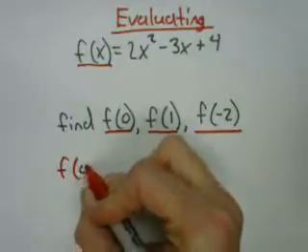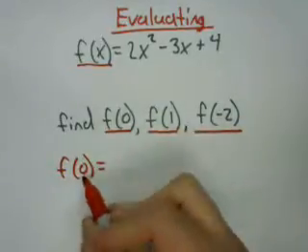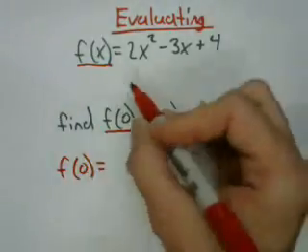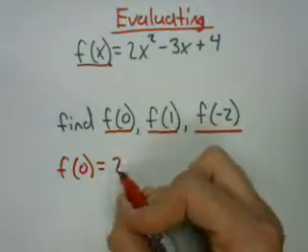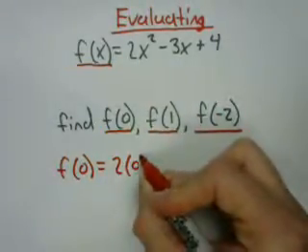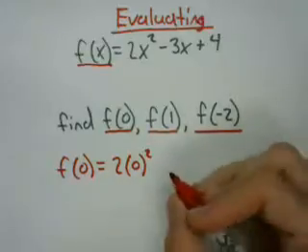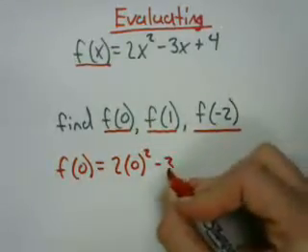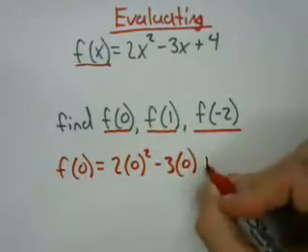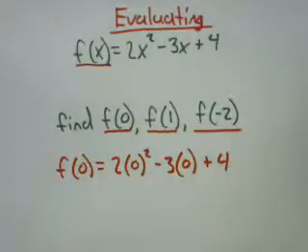f of 0 is equal to the same thing. Since x was replaced as 0, I'm going to replace every x in here with 0. Just be sure to use parentheses liberally, and it won't steer you wrong. So 3 times a 0 plus 4. The key thing again is always use parentheses when you plug something in. So then we go ahead and solve.